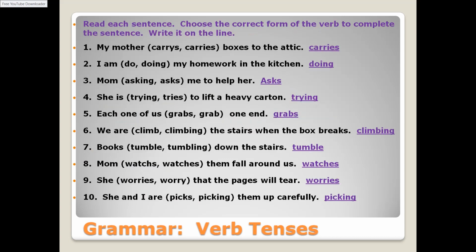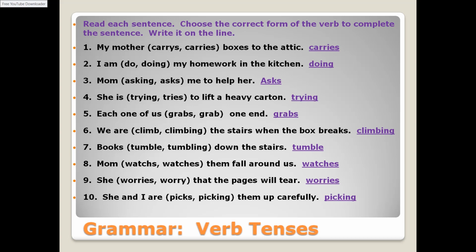Now coming back to page number 56 of our exercise book. The first sentence goes like, my mother, and we have an option in the parentheses, boxes to the attic. Now we need to first identify the type of tense we need to write here. We just learned two types of tenses. First was the present tense, the second was the present progressive tense. So here it is just simple present tense. My mother carries boxes to the attic.